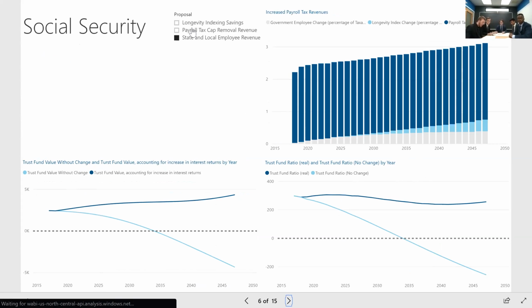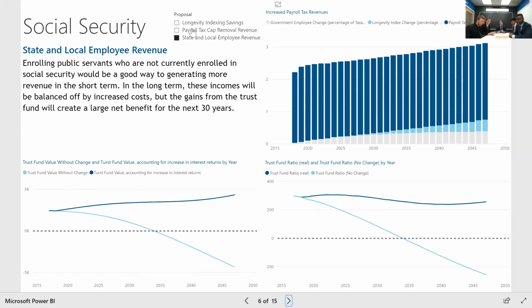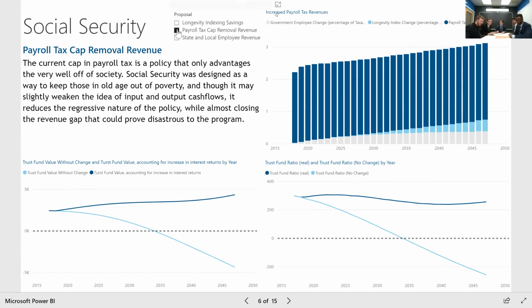At the current rate, the Social Security Trust Fund will be depleted and in deficit territory by 2034. To address this funding gap, we propose removing the cap on payroll tax. This would close about 75% of the gap and balance the tax code for the middle class and the top 20% of earners.